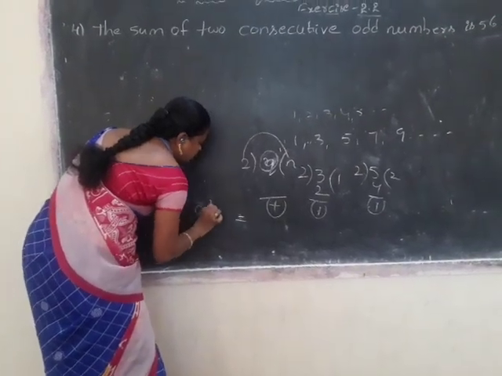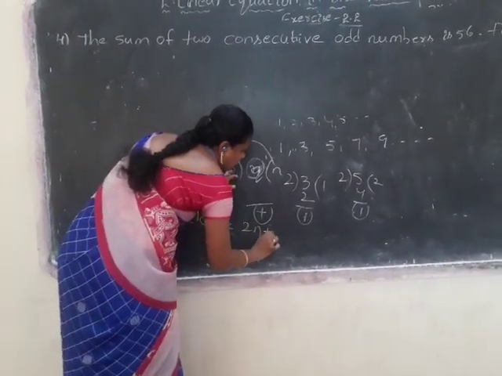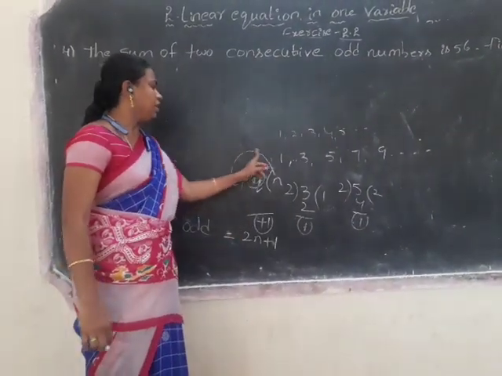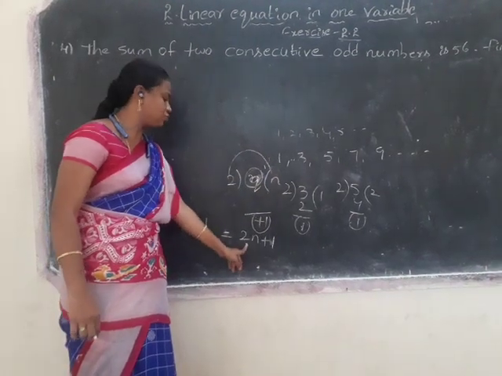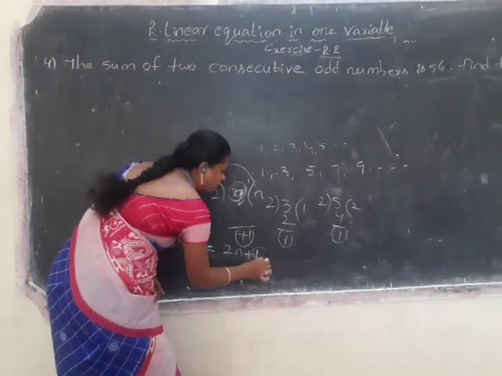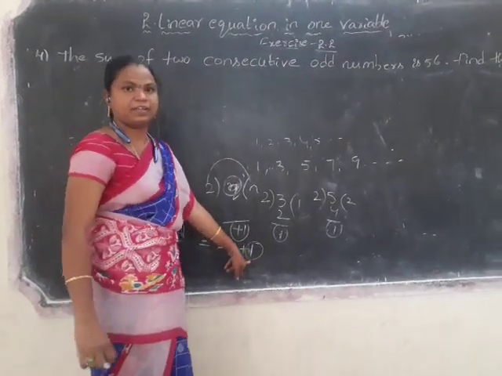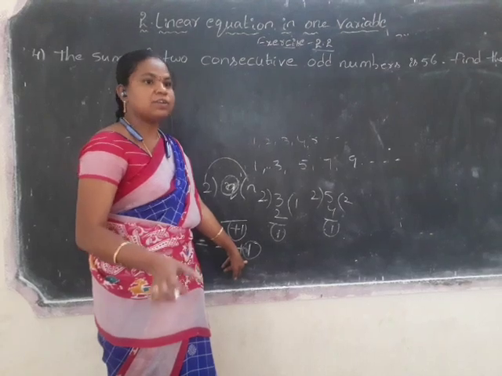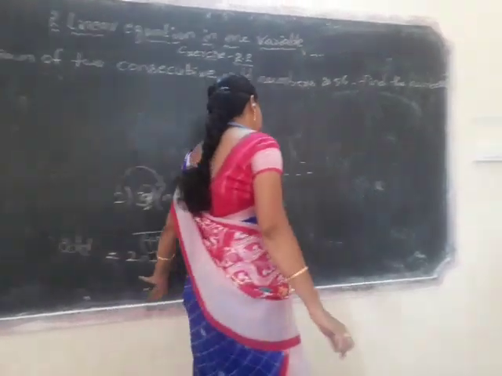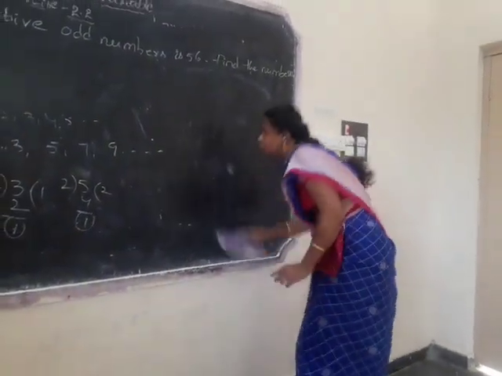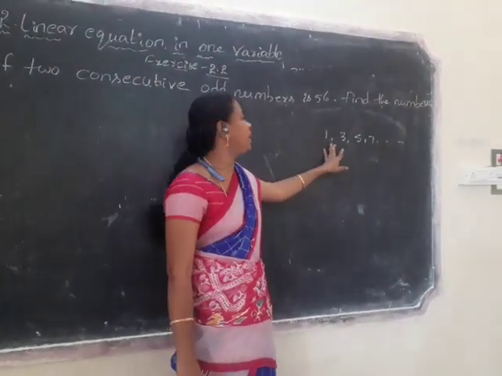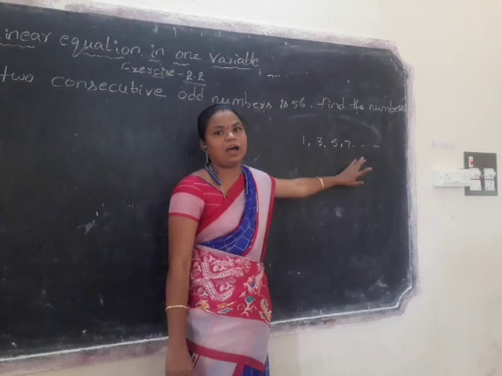So the general form of an odd number is 2n plus 1. Okay students, the general form of an odd number is 2n plus 1. For all odd numbers, the remainder is 1. So we call this type of numbers odd numbers, like 1, 3, 5, 7 and so on.